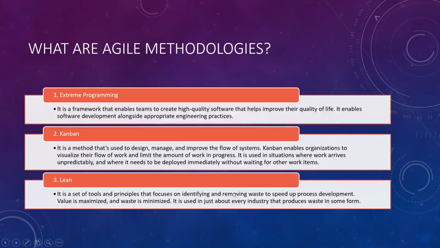So next is Lean. It is a set of tools and principles that focuses on identifying and removing waste to speed up process development. So here value is maximized and waste is minimized. So it should be very tight, in the sense that if you plan it, we have to execute, and all these things should be properly aligned. If it is not aligned, then this approach will not work. Okay, so we cannot use this approach.